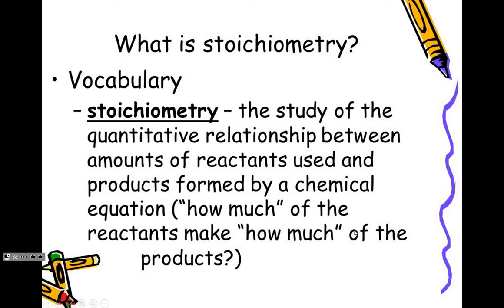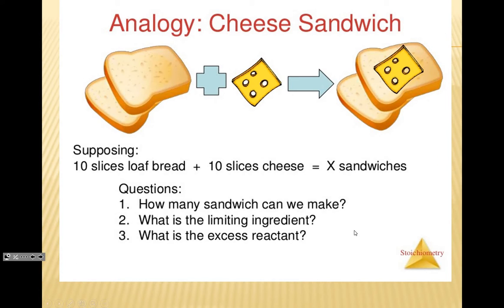Okay, so you put it in your own words. Stoichiometry is basically a recipe that tells me how much reactants I need to get how many products. Okay, it's also a fancy word that you can throw around and people think you're smart. Stoichiometry. Often shortcutted as stoke. All right, so we've got that. It's how much reactants make how much products.